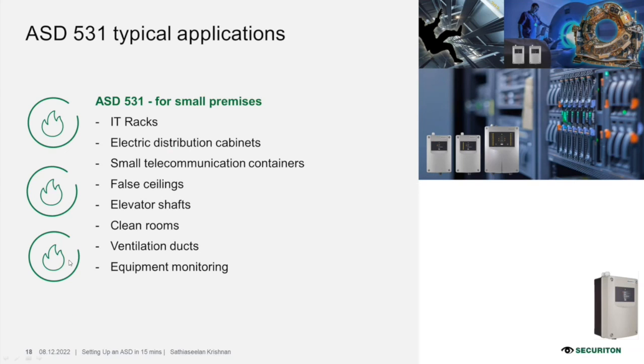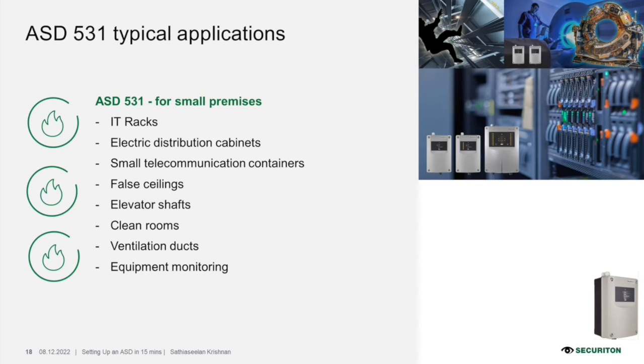Okay. With that note, where do we use the ASD 531? It looks easy, simple, fast, and accurate, and within less than 15 minutes you should be able to do this. Typical places that you can use it would be IT racks, smaller unit areas where you don't need a number of ASDs, electrical distribution cabinets, small communication containers, false ceilings, elevator shafts, and clean rooms as well, because sometimes they need compartmentation, whereby each and every clean room where the fabrication is taking place needs a zoning system.